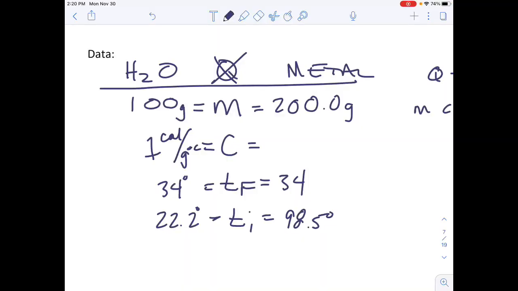All right, so now we have a little math to do. Let's go through the data we have. We have that we had 100 grams of water. Water specific heat is 1 calorie per gram degree Celsius. The final temperature of the water and of the metal were 34 degrees Celsius, and the initial temperature of the water is 22.2 degrees. Metal had an initial mass of 200 grams. We are solving for the specific heat capacity of the metal and it has an initial temperature of 98.5.